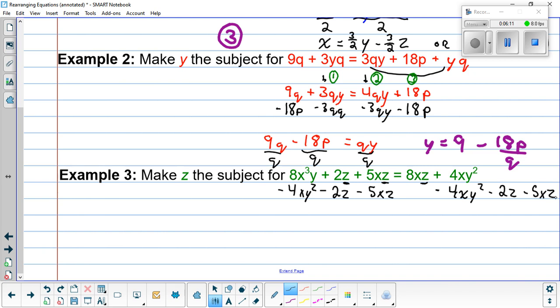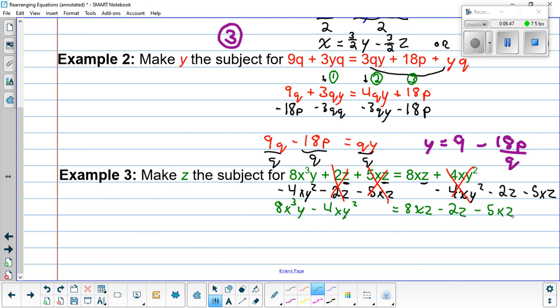So that looks really confusing. It kind of is, but as long as you take your time, because you can do little things like this to make your life easy after. So that's going to disappear, that's going to disappear, that's going to disappear. If you cross them out, it can save you when you're trying to write them down. So let's rewrite this as 8x cubed y minus 4x y squared. It's going to be equal to 8xz minus 2z minus 5xz.